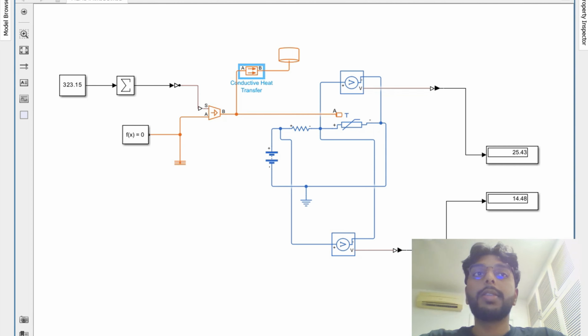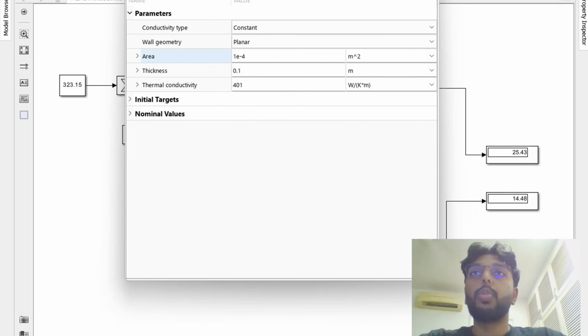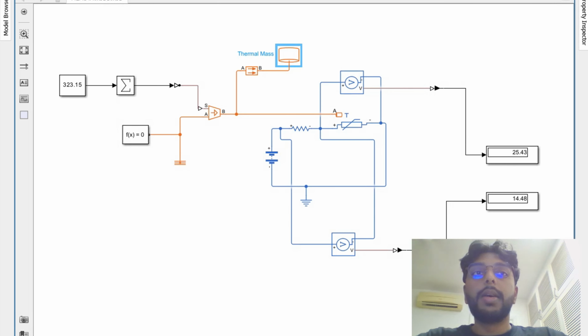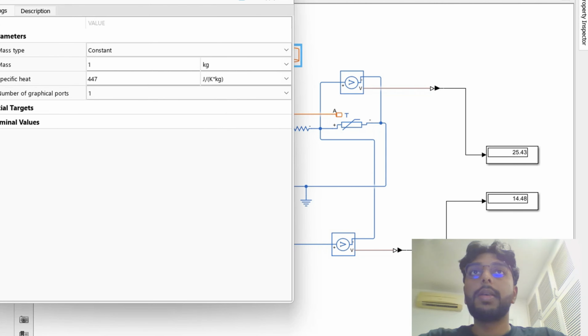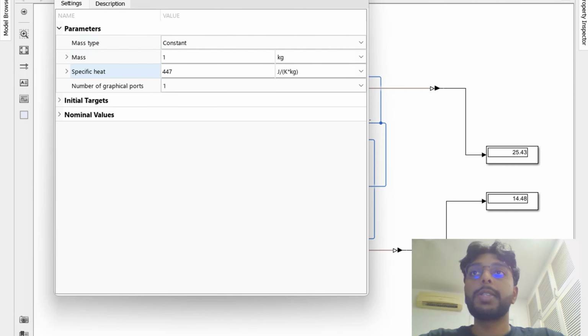Next, we use the conductive heat transfer block, which models heat conduction. It has an area of 1 times 10 to the power of minus 4 meters squared, a thickness of 0.1 meters, and a thermal conductivity of 401 watts per Kelvin meter. The thermal mass block has a mass of 1 kilogram and a specific heat of 447 joules per Kelvin kilogram. This mass block represents an object being heated. This models how the material stores and releases heat.